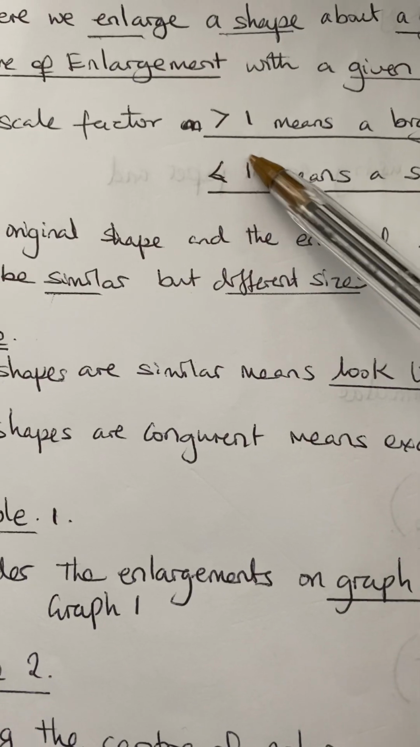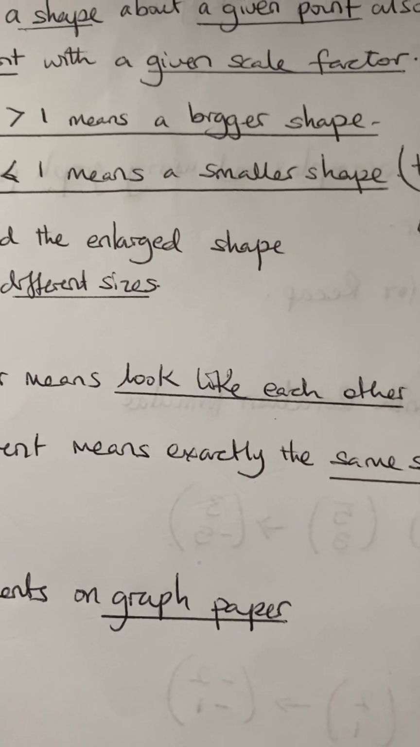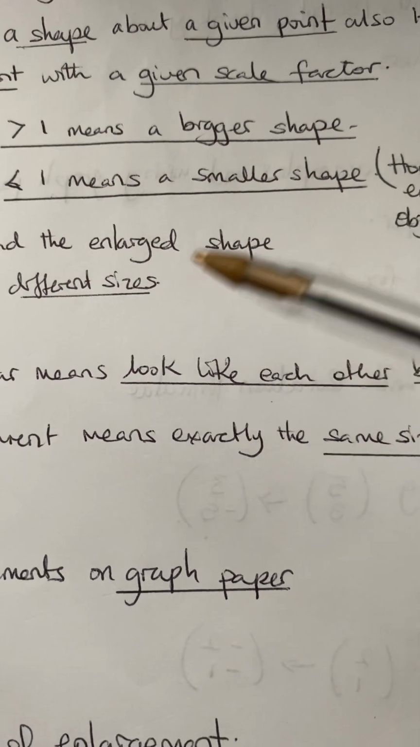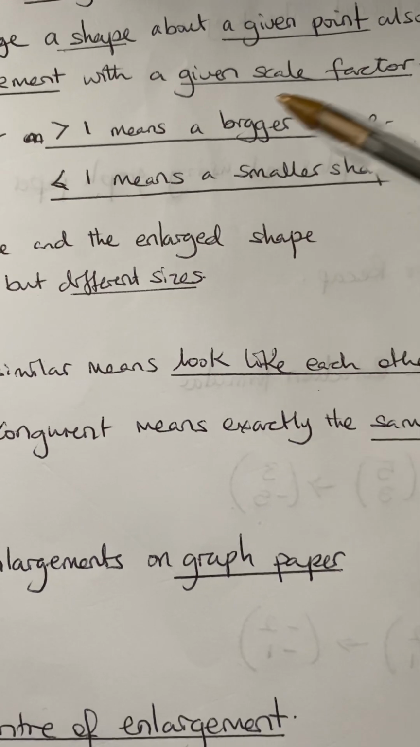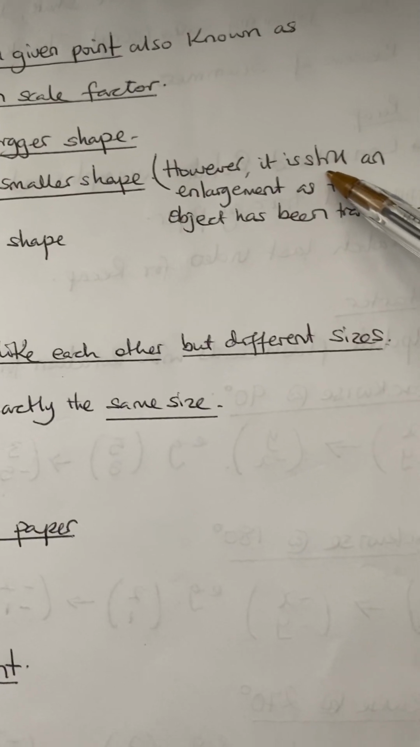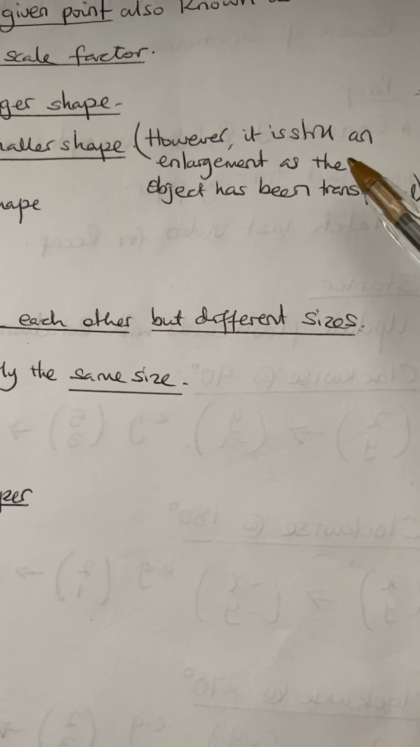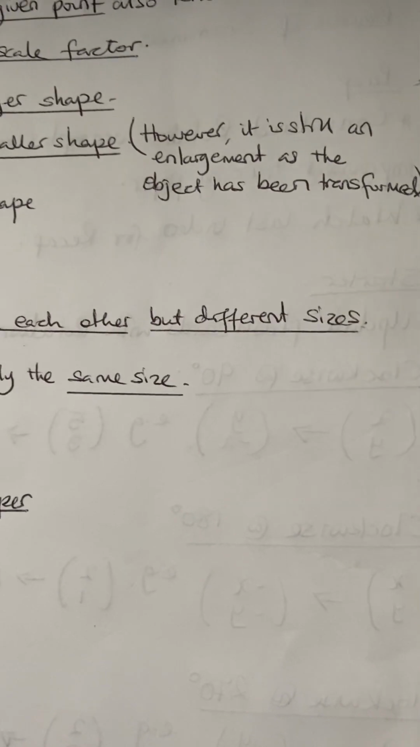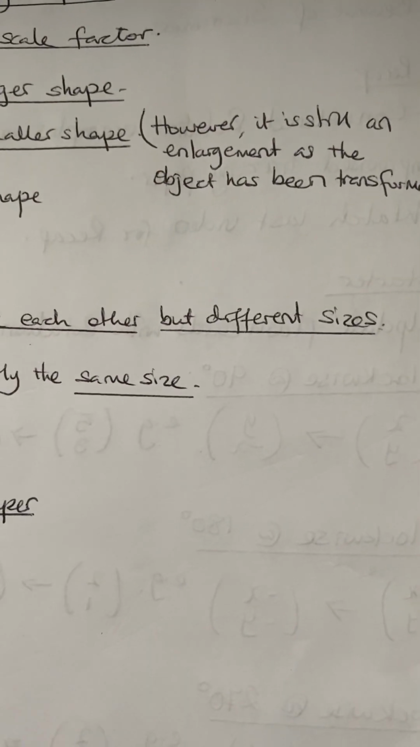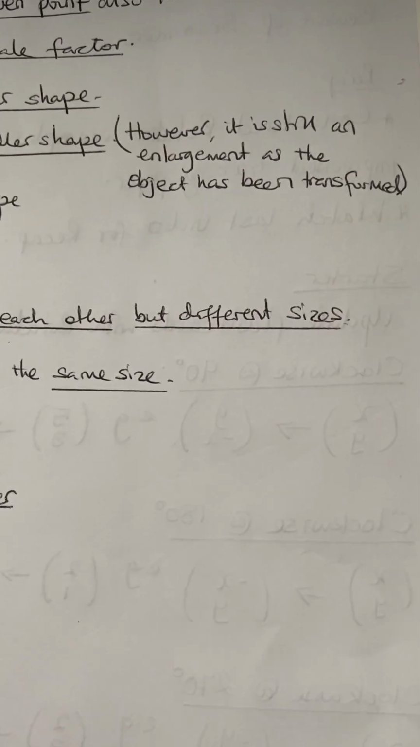If the scale factor is greater than 1, it means you are going to get a bigger object. So if it's 1.5, 2 and above, you are going to get a bigger object. If it's like half, you are going to get a smaller object. However, even though it's smaller, it's still classified as an enlargement because you've reduced the object to a smaller image.